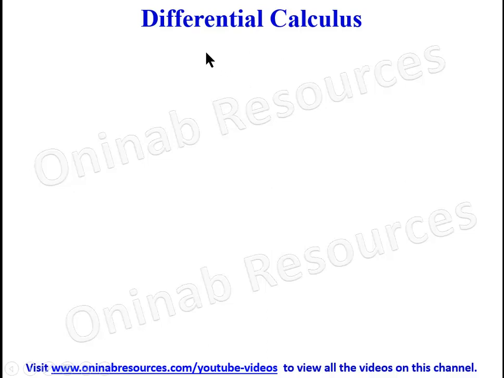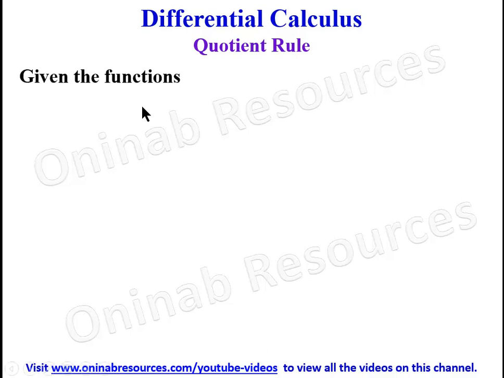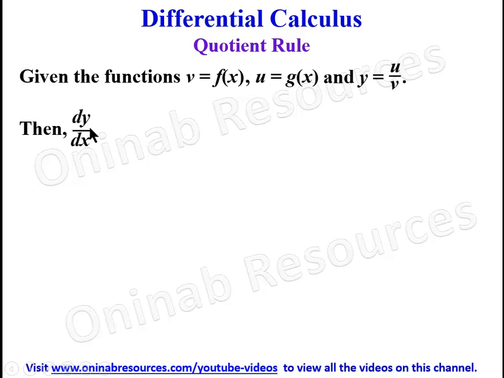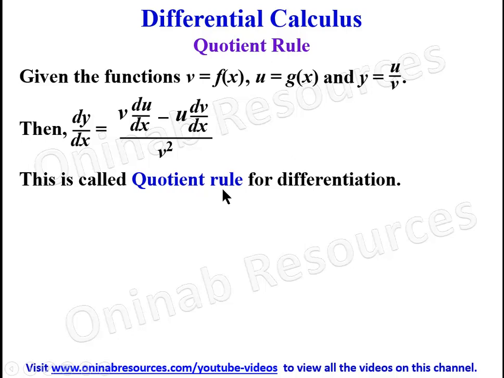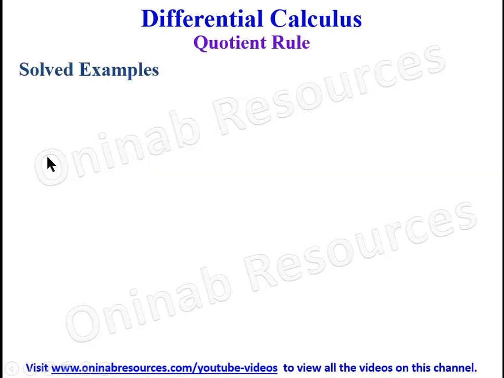In this video we'll be looking at the quotient rule. Given the functions v equal to f of x, u equal to g of x, and y equal to u over v, then dy/dx is equal to v du/dx minus u dv/dx, all over v squared. This is called the quotient rule for differentiation.